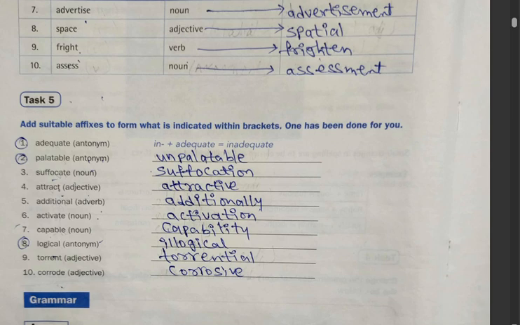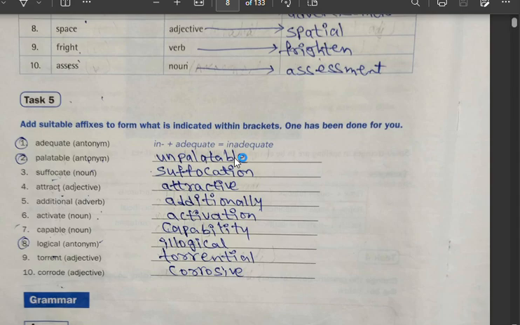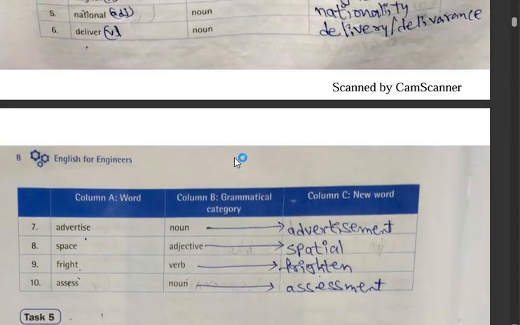So it's very easy. You have to understand which type of grammatical category it is, like it's an adjective or a noun or adverb or pronoun. You have to understand which category it belongs to and how to convert from one category to another category. So this is the main thing in task 4 and task 5.